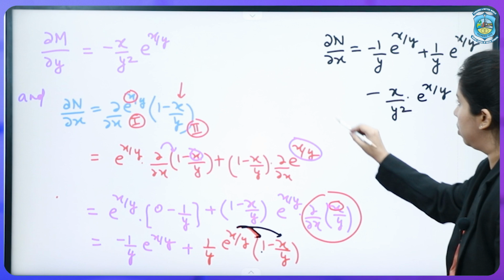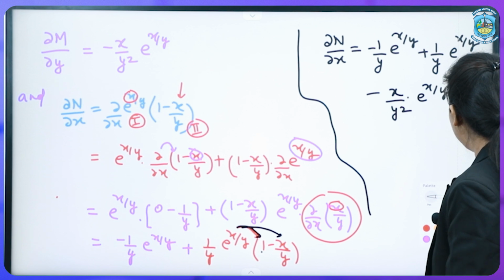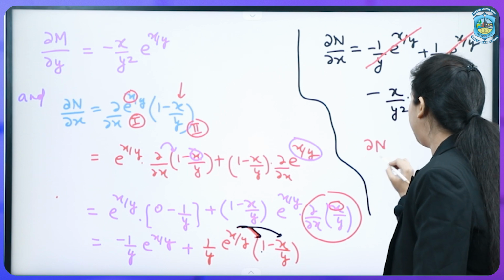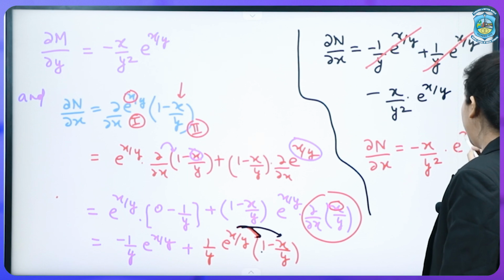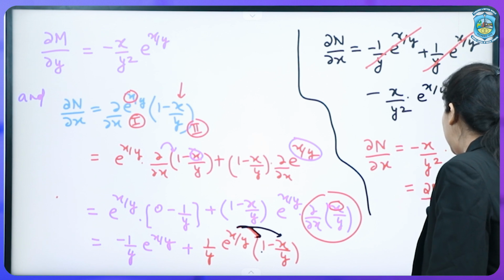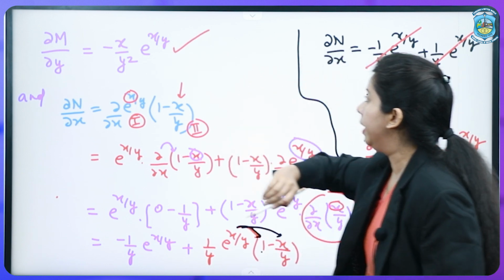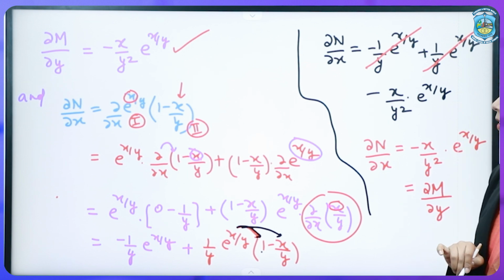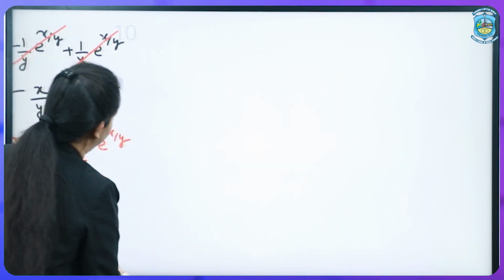So what you can see that the first and the second term are like terms of opposite sign. So finally del n upon del x is equal to minus x by y square multiplied by e raised to the power x by y, which is same as the value of del m by del y. See, del m by del y, we are having minus x by y square e raised to the power x by y. So both the derivatives are having the same value.